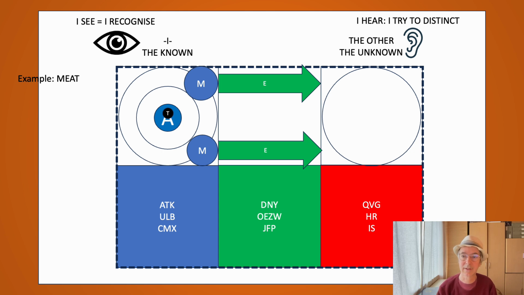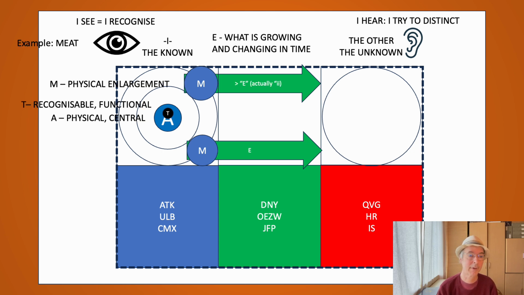the T is the pinpointing, so that I can recognize something, I can use something that has a physical relationship. So here it is written down. I start from the physical enlargement that is growing and changing in time with the A. It is changing into something physical, something more central, and I try to have it recognized as something functional.